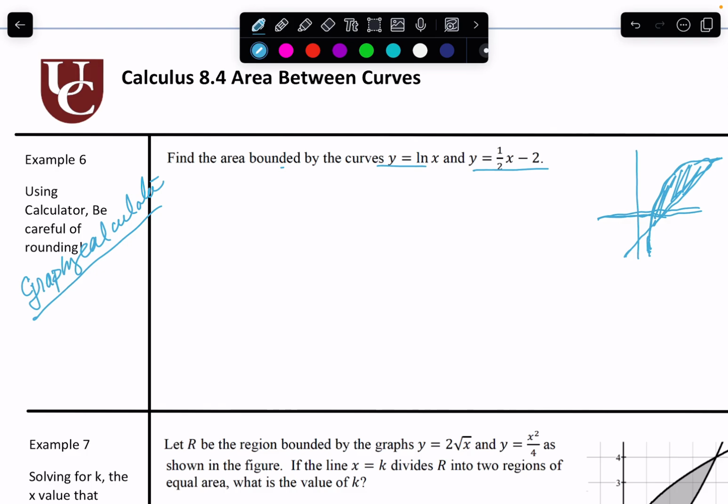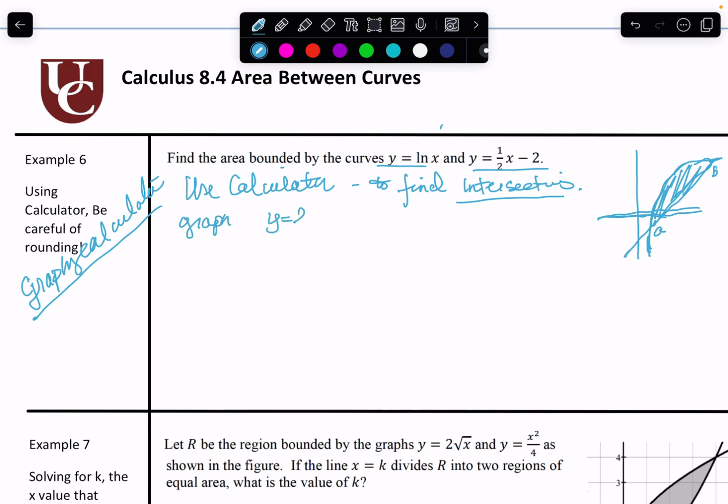But what you don't have is these intersections, A here and B here. And so you have to use your calculator to find the intersections, because you have to write them down for credit on a free response. So you're going to go to the graph, and you're going to put y equals ln of x in, and it'll show up, and then you're going to hit tab.